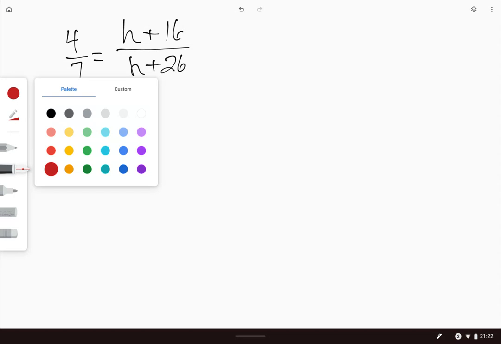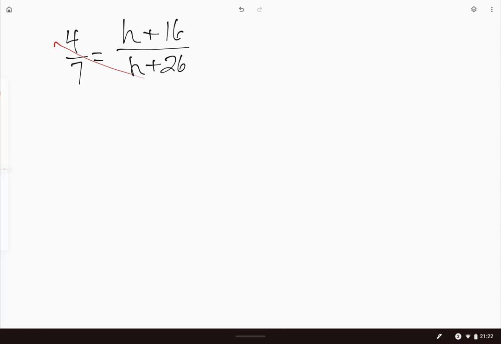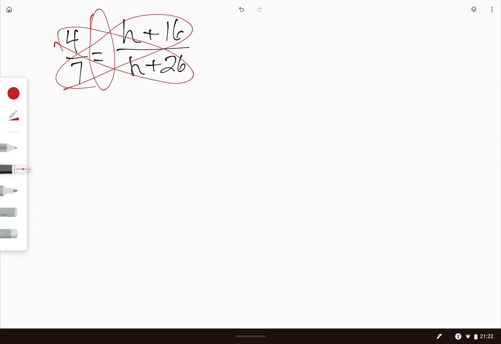All right, so by way of example, let's do another one. Let's suppose I had 4/7 equals (h plus 16) divided by (h plus 26). So again, I'm going to do the same thing. I'm going to use my cross multiplication, the butterfly method, and keep that. So I'd have 4 times (h plus 26) equals 7 times (h plus 16). Same thing as before, I would distribute.